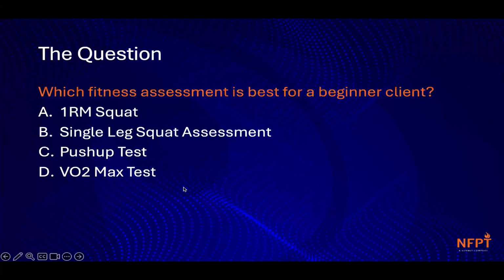Is it A, a 1 rep max for a squat, B, a single leg squat assessment, C, a push up test, or D, a VO2 max test?